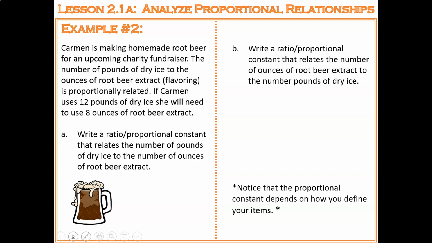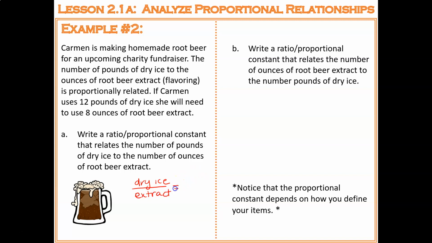So the first thing they want us to do in A is write a ratio or proportional constant that relates the number of pounds of dry ice to the number of ounces of root beer extract. So dry ice on the top and extract on the bottom.